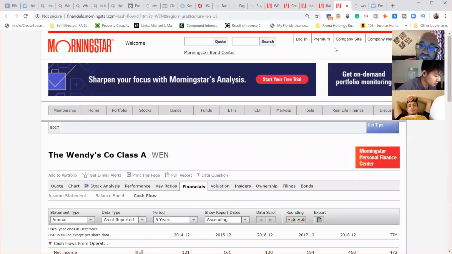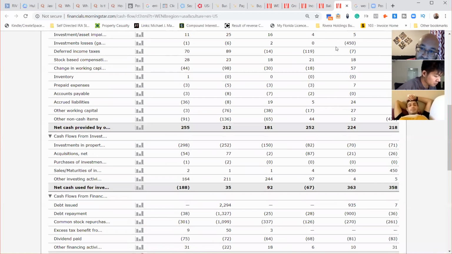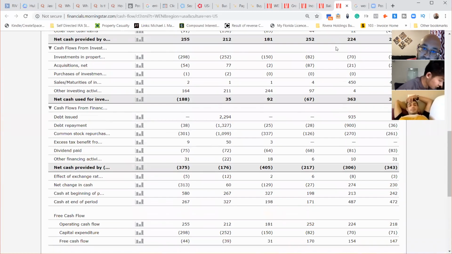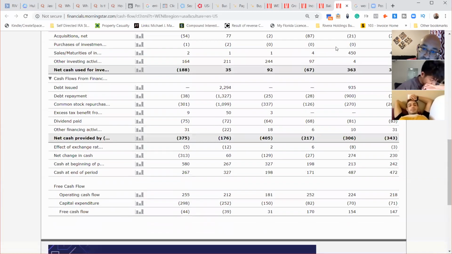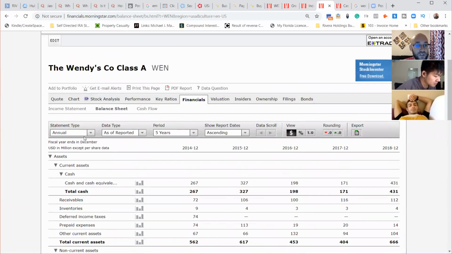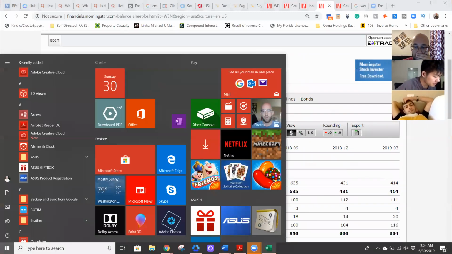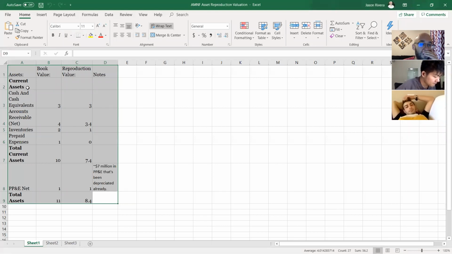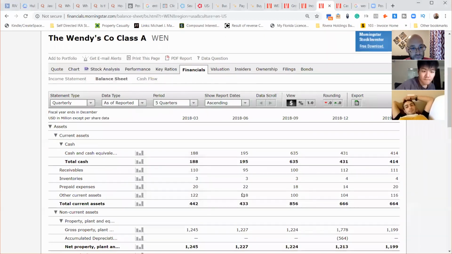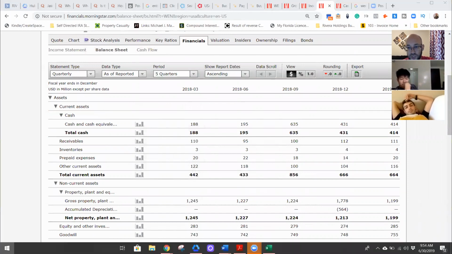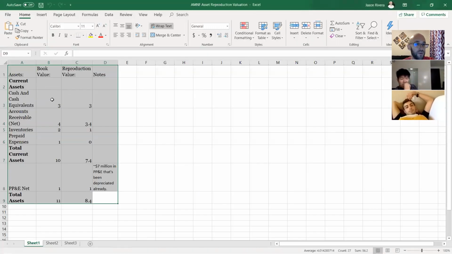Okay, so this is all important. I want to make sure I don't see anything major on the cash flow statement before we go to the reproduction valuation. Yeah, we need to go over that later. Okay, so the quarterly. Okay, cash is 414 billion or 414 million.